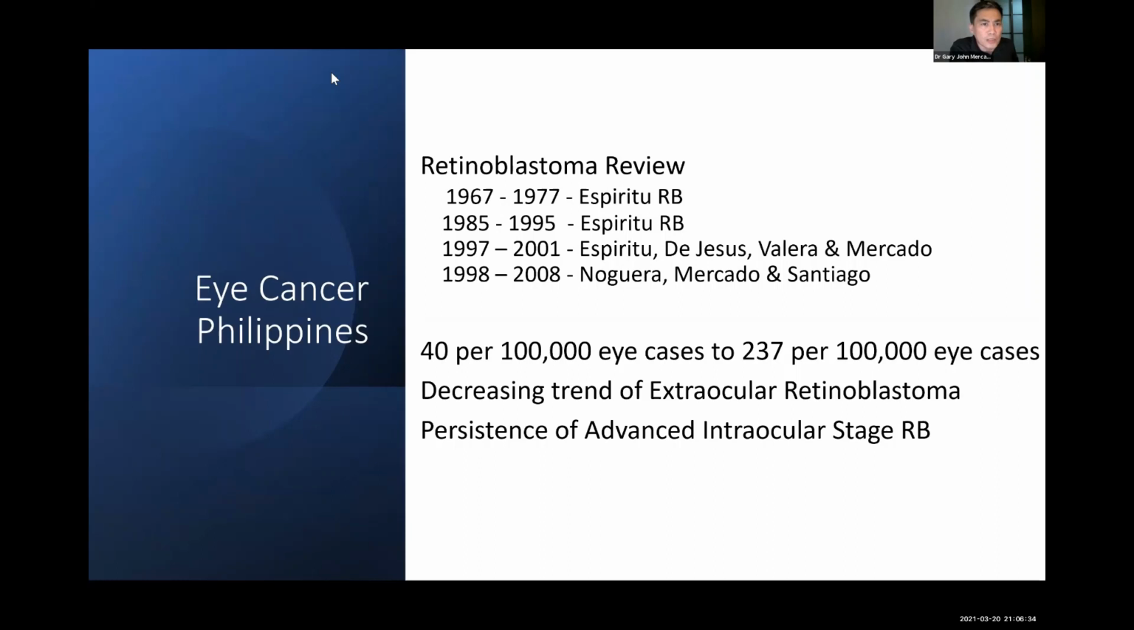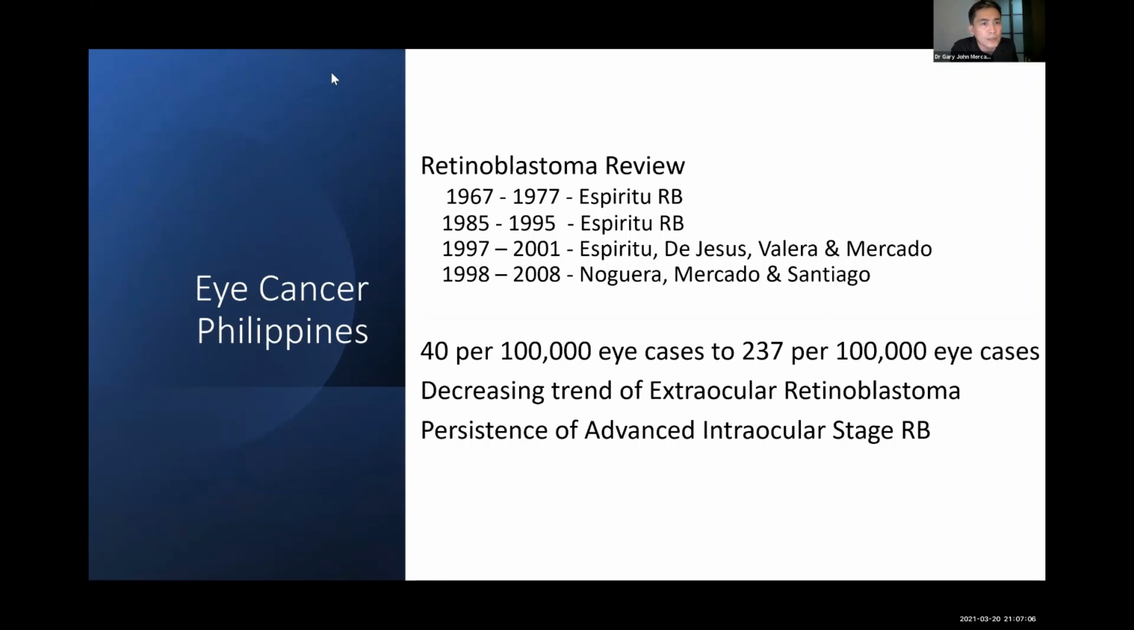Retinoblastoma, as I previously mentioned, really composes the majority of the cases that we have. In a review from 1967 to 2008, we saw a rise from 40 per 100,000 eye cases to 237 per 100,000 eye cases. There is a decreasing trend, especially from 1997 to 2008, of extraocular retinoblastoma. We're catching them a little bit earlier.